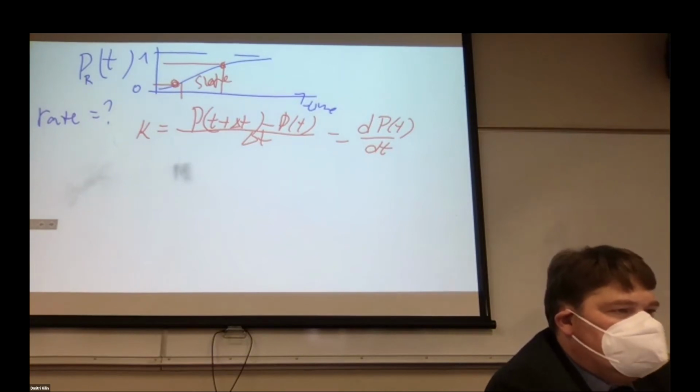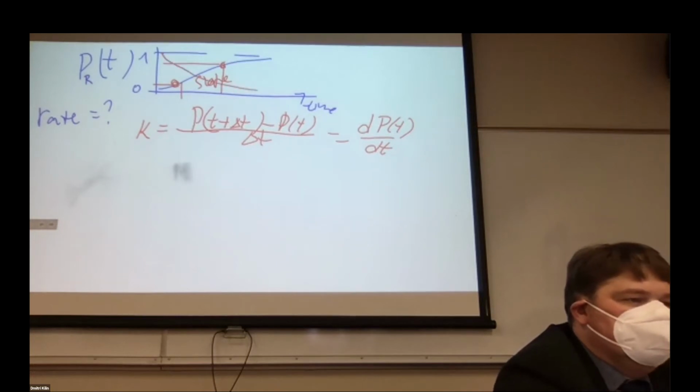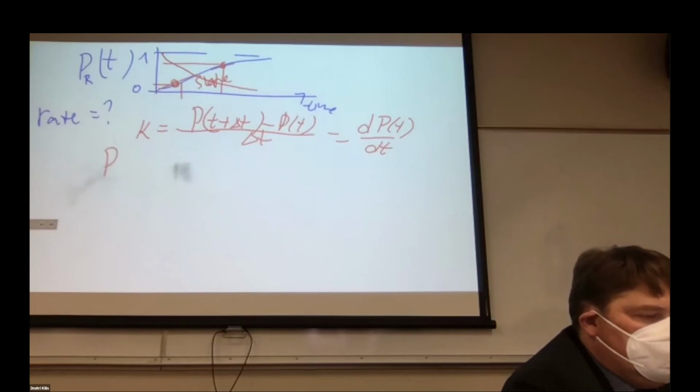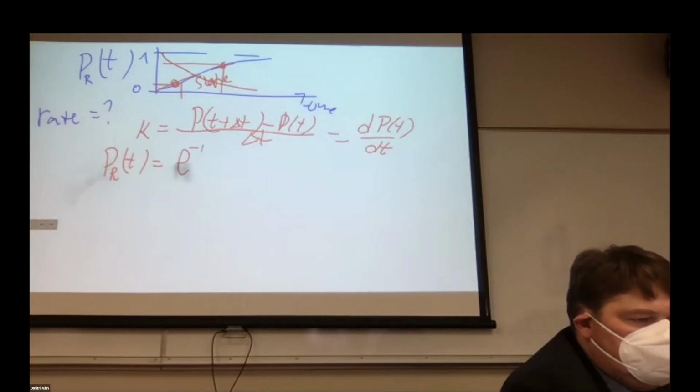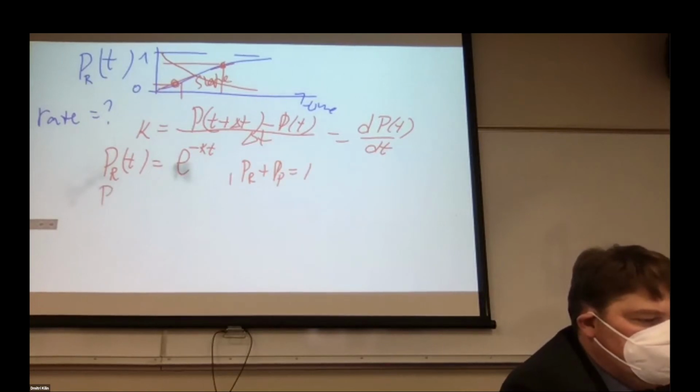So let's assume that it is a zeroth order reaction, so that the population of reactant is decreasing with rate k times t, and then since the population of reactant plus the population of product is 1, the population of the product of t will be 1 minus e to the minus kt.